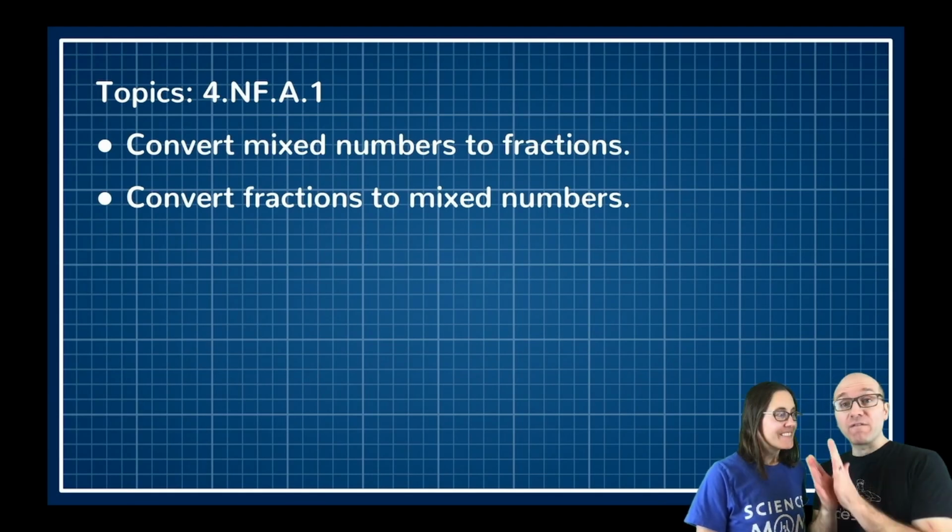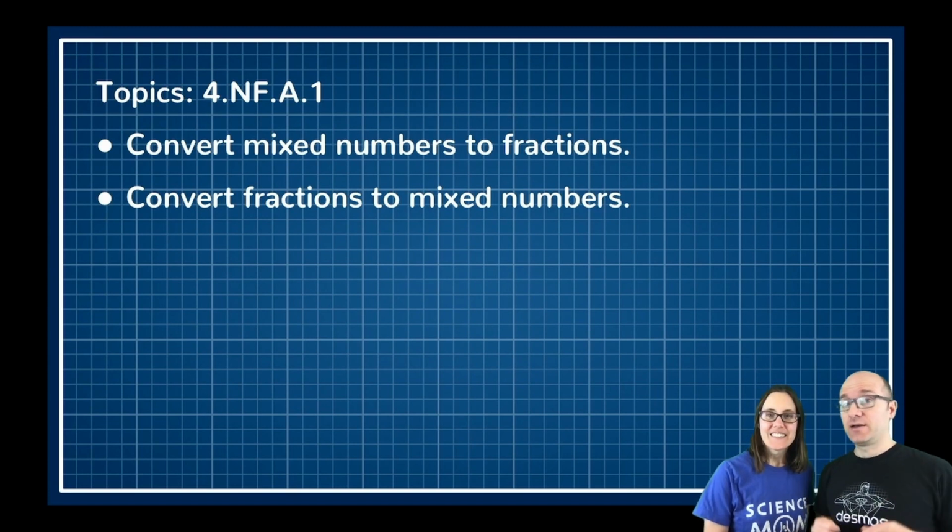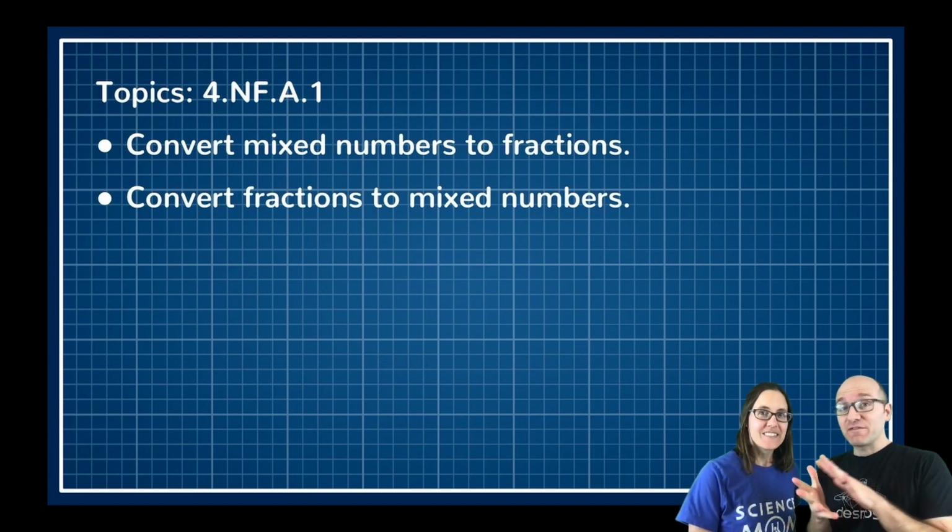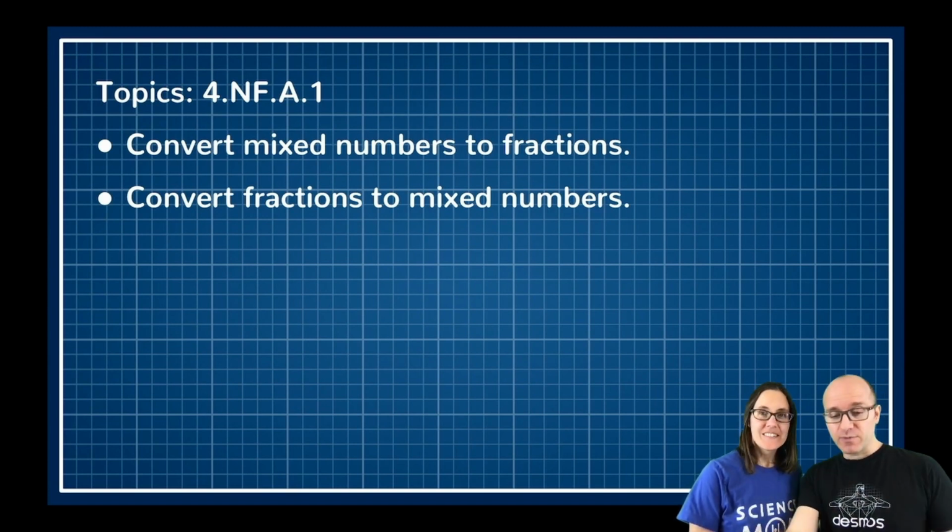Today we're talking about fractions and mixed numbers. So there are different ways of writing fractions beyond what we've talked about before.